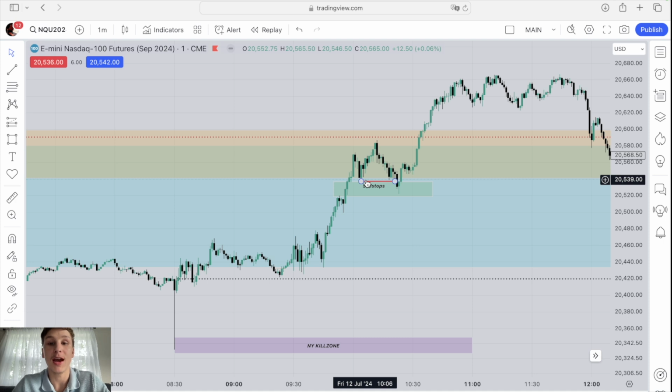What happens after this takes place? We have an expansion higher. Do we have a market structure shift following this order block formed? Yes, we do right here above this swing high. Did it create an imbalance? Yes, it did right here. Every single thing that I just said right here, this is that order block that you're looking for.